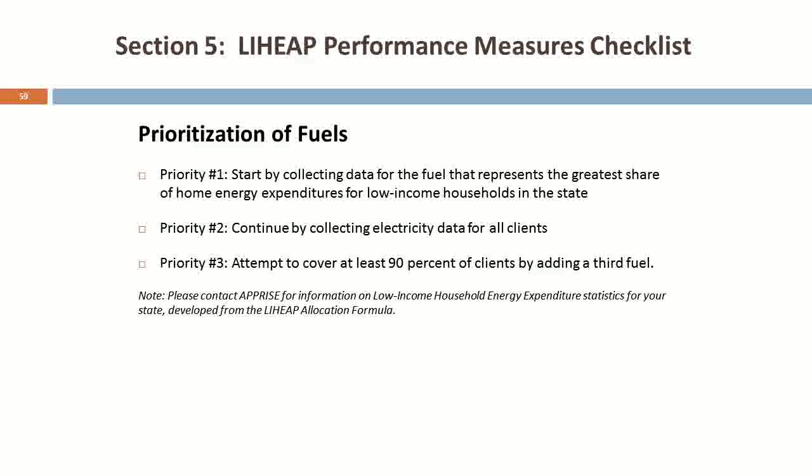And we have heard from some grantees, well, what if we don't know what the greatest shares are in terms of client home energy expenditures by fuel type? That's information that we can provide. Apprise works closely with OCS on the allocation formula, and there is really interesting, good, publicly available data in that allocation formula regarding client energy expenditures. We've worked on a data set to provide you with information on your low-income clients' expenditures, and we can absolutely give you more information on that. So please contact us if you have questions.